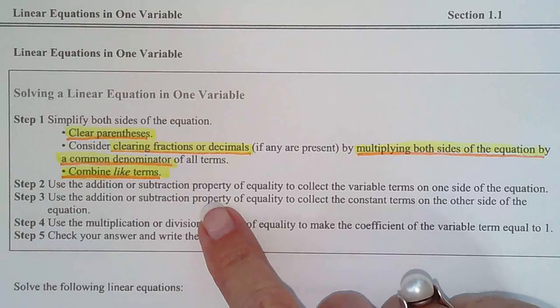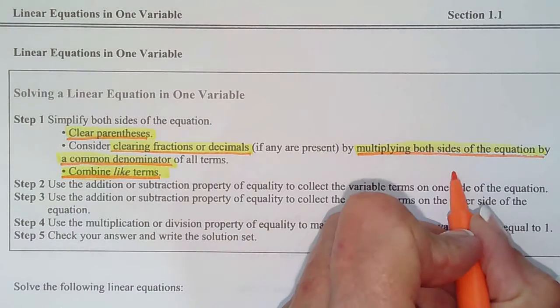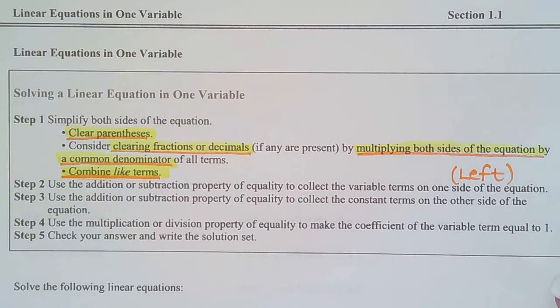Then we use addition and subtraction to put the variables on one side, and I like them on the left. Because what I found is students that are kind of careless and go left and right, sometimes they end up dividing by the wrong number at the end because they're so used to having the variable on the left, and if it's on the right, they forget.